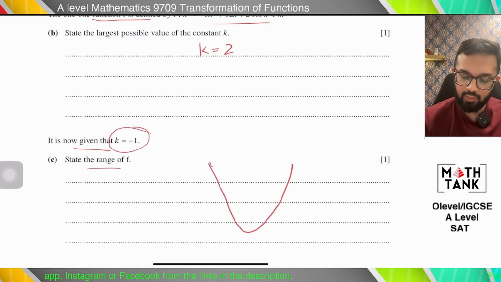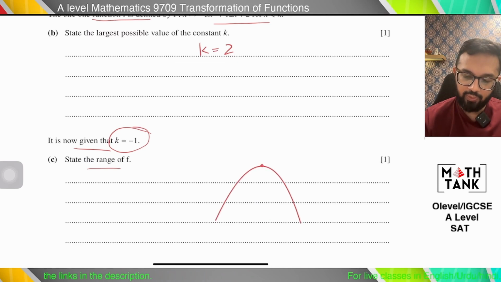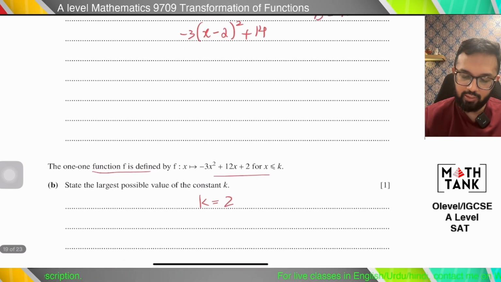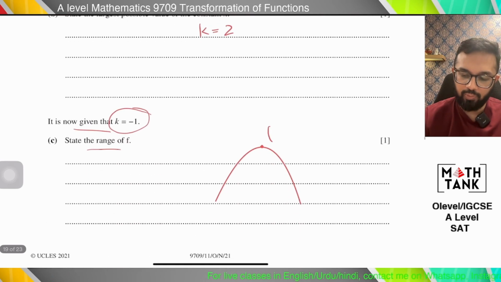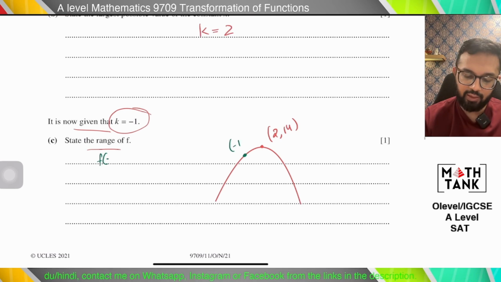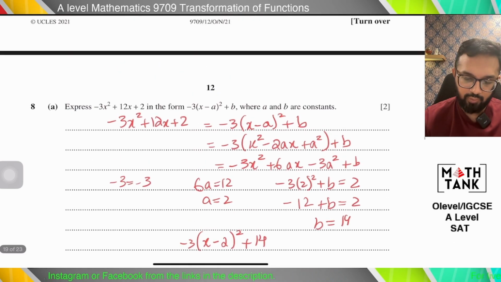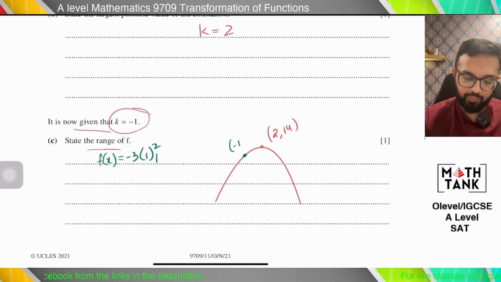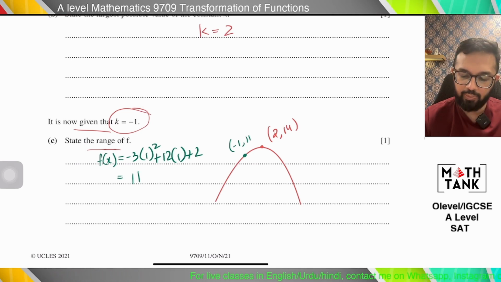So the graph currently looks like a sad face like that, with the turning point at 2 comma 14. But you want to cut that at minus 1 instead. Okay, so what's the value at minus 1? Let's figure that out. 12 times 1. So that gives me 14 minus 11? So minus 1 comma 11.